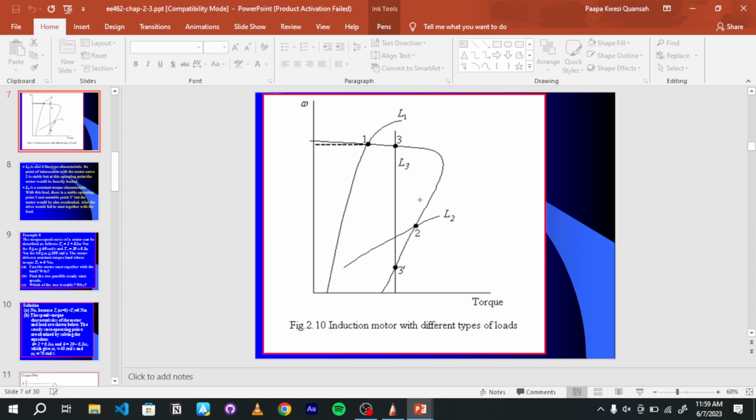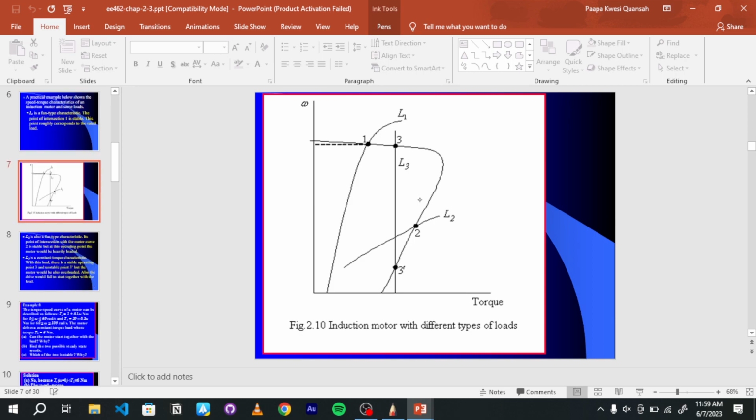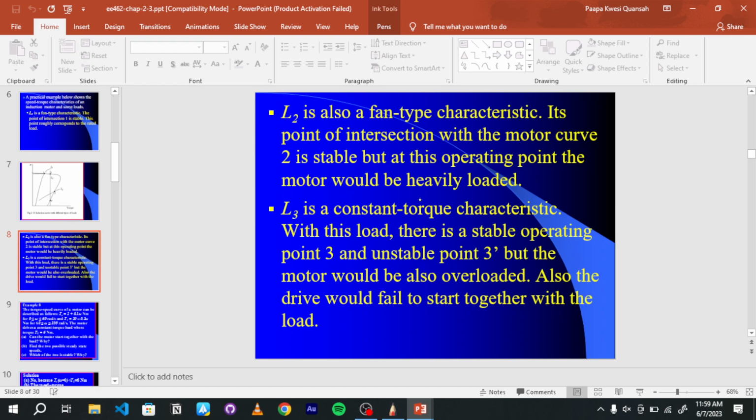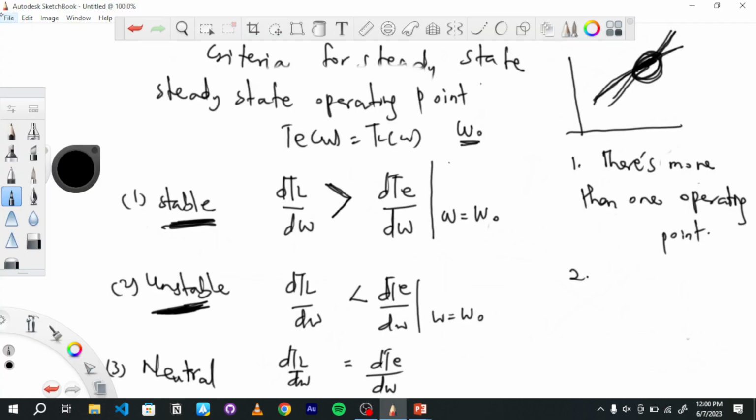I will explain this one before we continue next time, but I want to do this example since it will help us apply what we've learned right now. Okay, so let's move on.